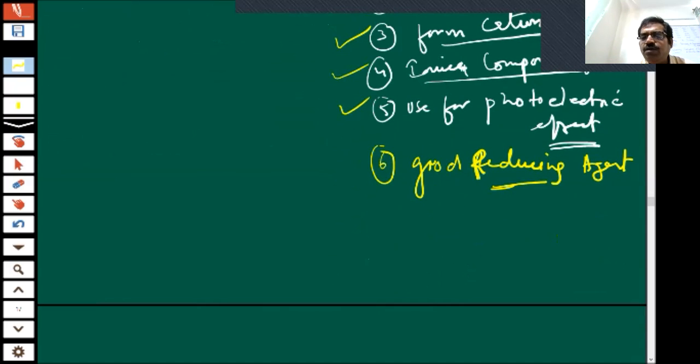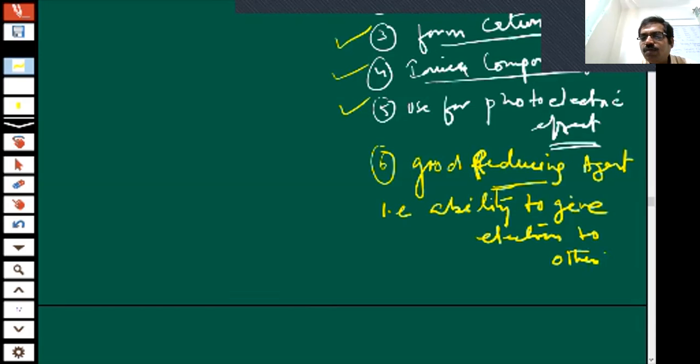Do you know reducing? Reducing means ability to give electron. Reducing agent means ability to give electron to others. That is known as reducing agent.